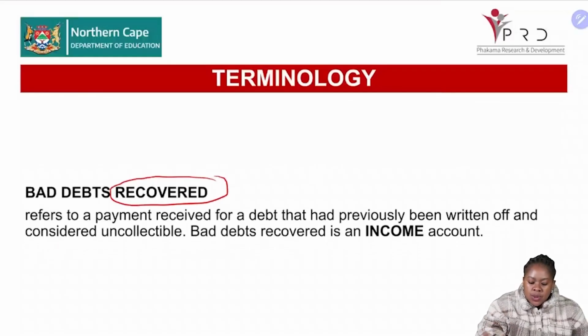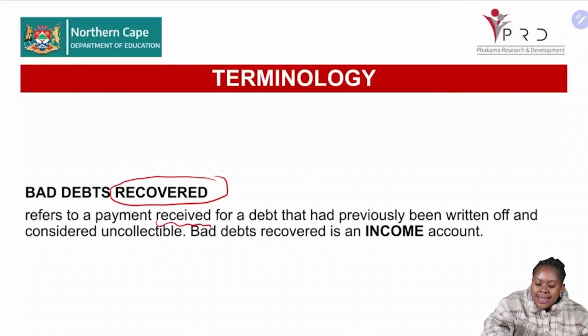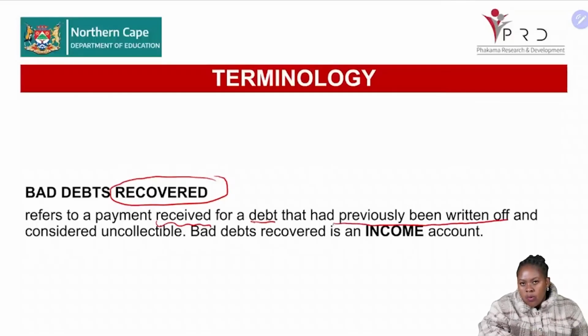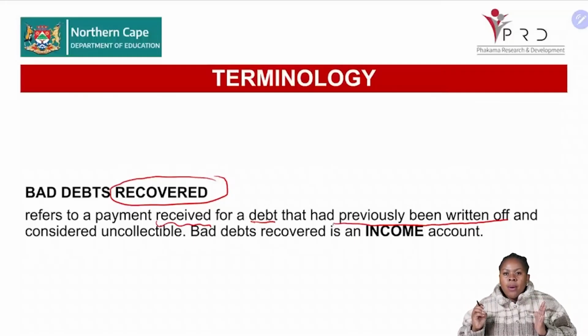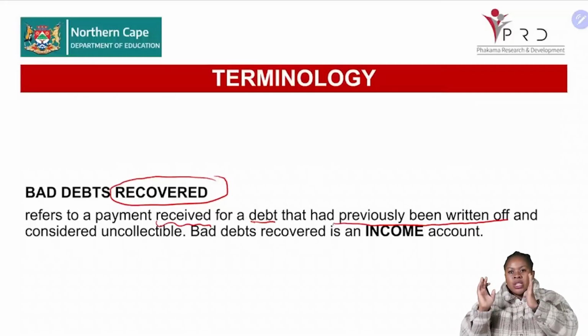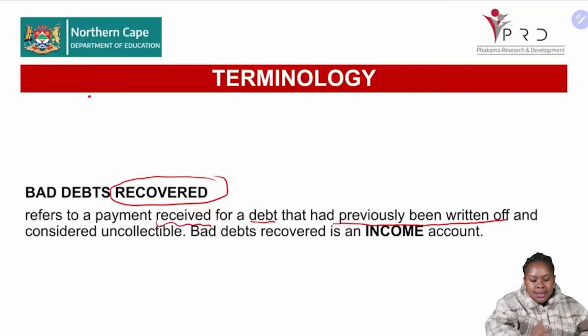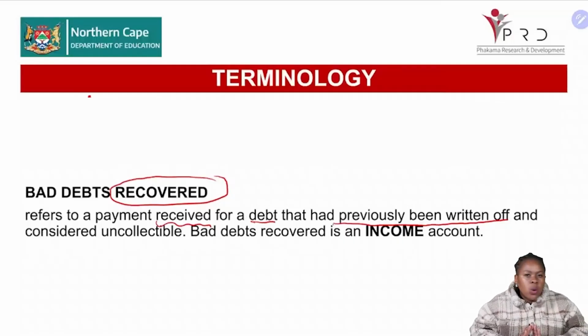Now, the bad debts recovered refers to a payment received from a debt that had previously been written off. So, we have removed this person from our debtor's control. We took them to the bad debt account. Okay? Now, we are no longer expecting the money from them. They are no longer part of our business.